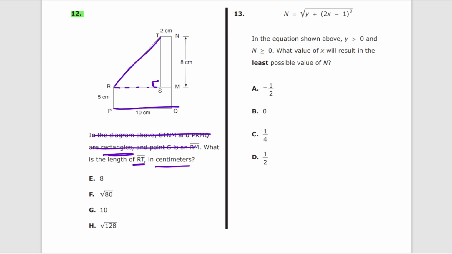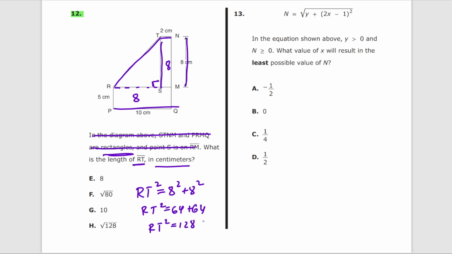So now this side RS. RS is equal to 10 minus 2, so it's equal to 8 centimeters. Now this side here is equal to this side, 8 centimeters. So you have a right triangle and you just need to apply the Pythagorean theorem. So RT squared is equal to 8 squared plus 8 squared. So RT squared is equal to 64 plus 64. And RT squared is equal to 128. Therefore, RT is equal to just the square root of 128. So the answer is H.